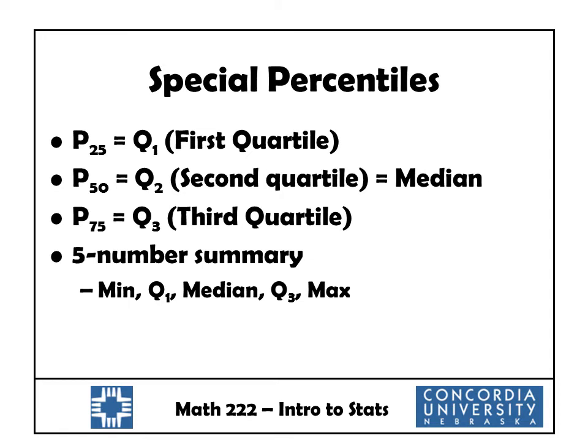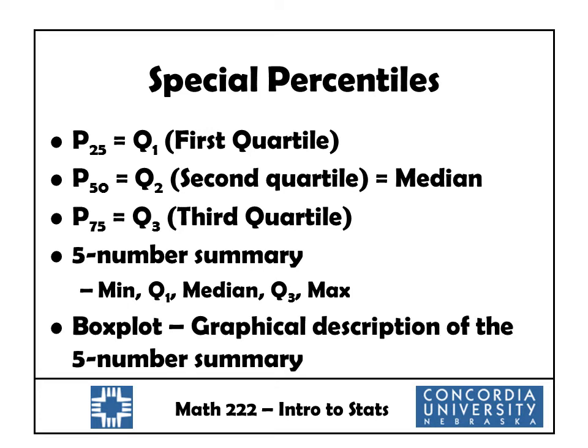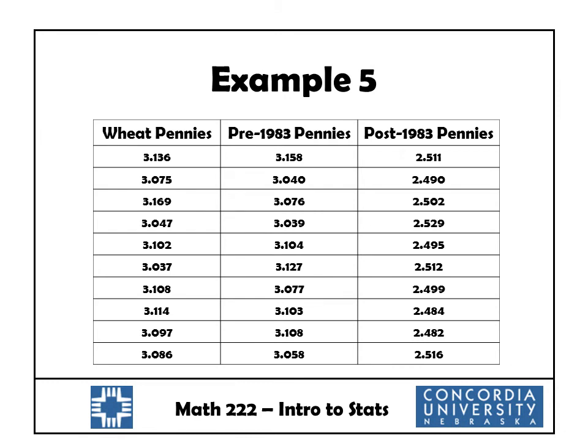Okay. Then with a set of data we have what we call the 5-number summary, which consists of our minimum value, our first quartile, our median, which is the same as the second quartile, the third quartile, and then the maximum. These are 5 numbers that summarize the overall set of data. And then associated with a 5-number summary is what we call a box plot, which is a graphical description of the 5-number summary. So let's look at some sets of data, and we'll calculate 5-number summaries and do box plots.